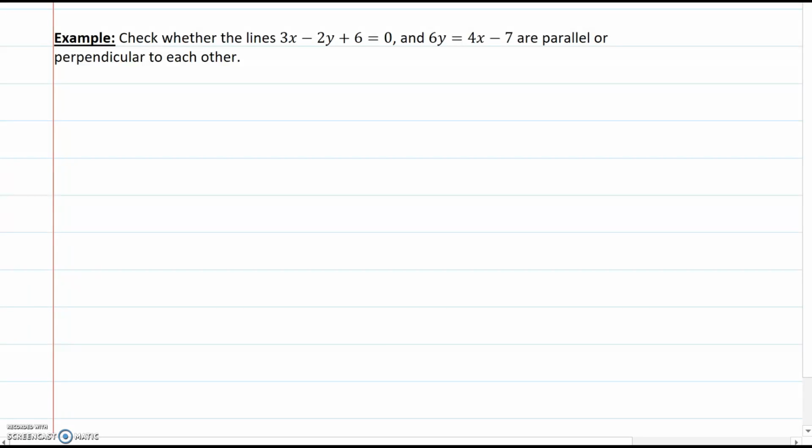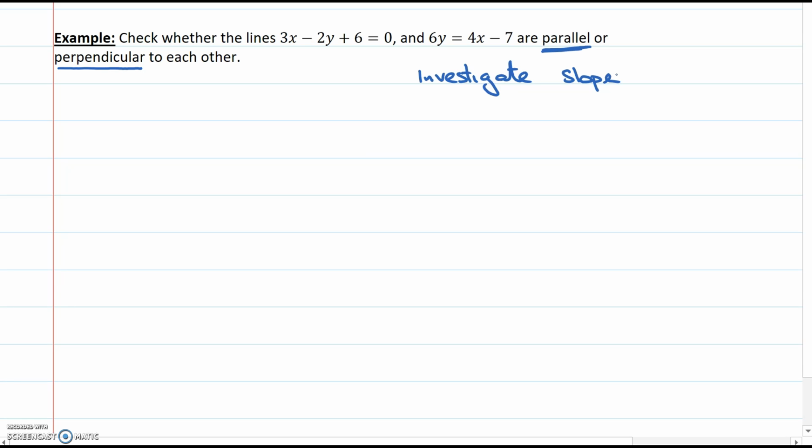In this example, we have to check whether the lines 3x minus 2y plus 6 equals 0 and the line 6y equals 4x minus 7 are parallel or perpendicular to each other. So whenever you see the words parallel or perpendicular, it means we're going to be talking about slope. When you see those words in mathematics from now on, it means we're going to be investigating slope.